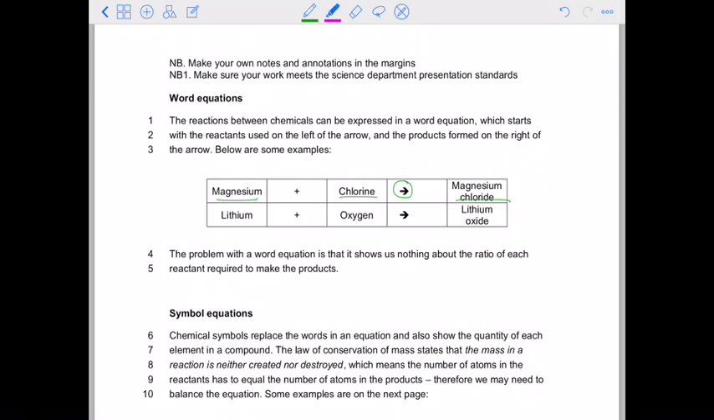So we have the reactants to the left of the arrow. So remember that reactants are the before of a reaction. And the products are the after, or what is made in the reaction, and they are to the right of the arrow. So these often come in handy, especially when we're talking about it, but they don't say anything about how much magnesium or how much chlorine we're using, or how much magnesium chloride we end up with. So they show us nothing about the ratio of each reactant.